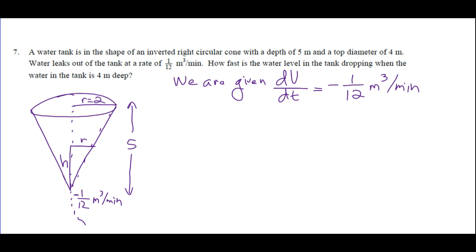Okay? So we've got dV by dt. We are asked to find dH. How fast is the water level in the tank dropping? So the water level will be the height, right? How high is the water in the tank? That's the level. So we are given this. We are asked to find dH by dt. We don't care what rate the radius is changing. We're asked to figure out what the height is changing, when h is 4 meters.